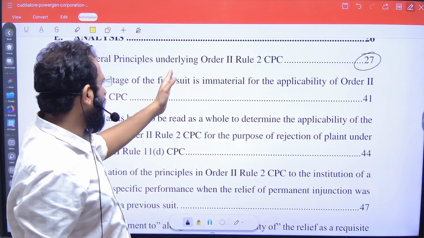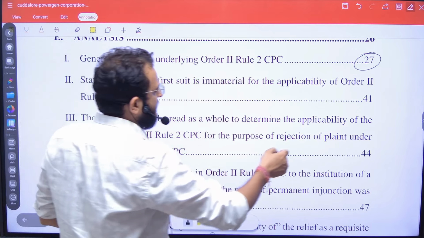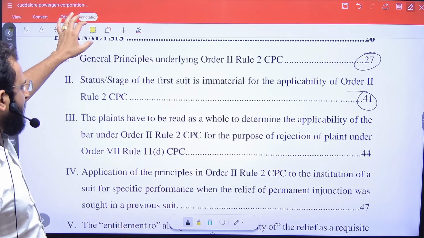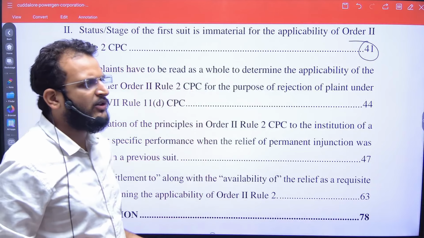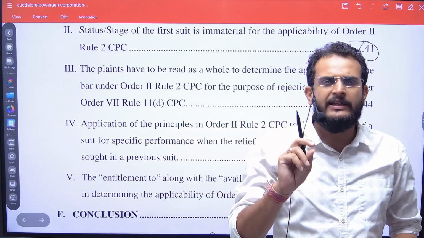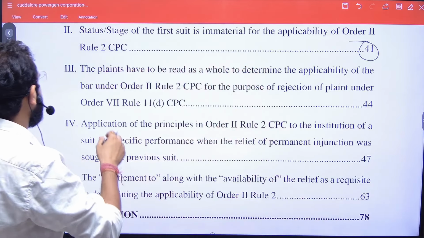The stage of the first suit is immaterial for the applicability of Order 2 Rule 2 CPC, that is there in section page number 41. Furthermore, it is related with the concept of rejection of plaint also, but rejection of plaint concept we have not done yet, right? That is in Order 7 Rule 11, but yes, it is having the connectivity over there also.